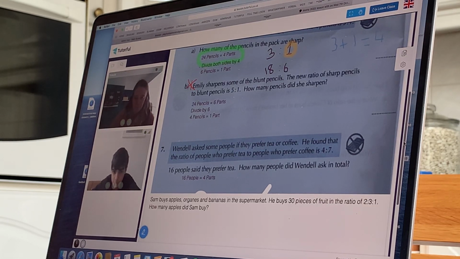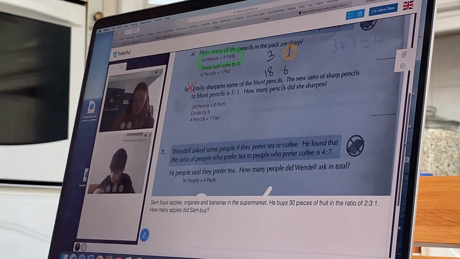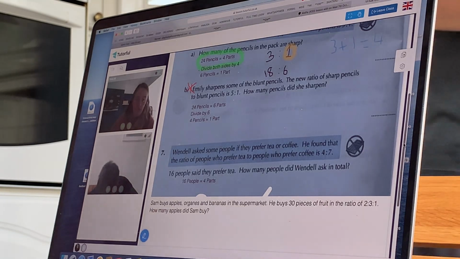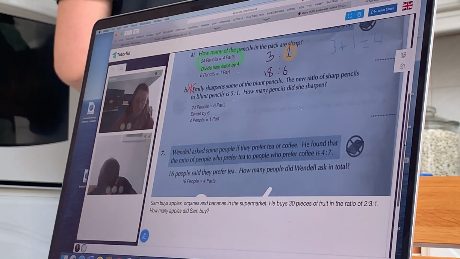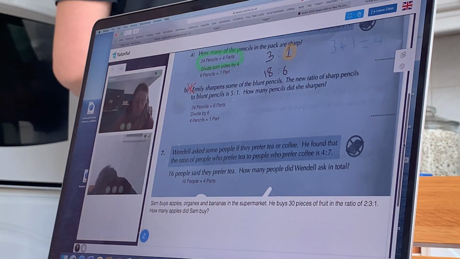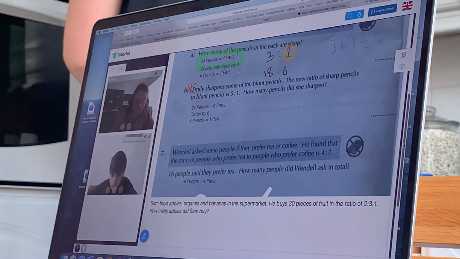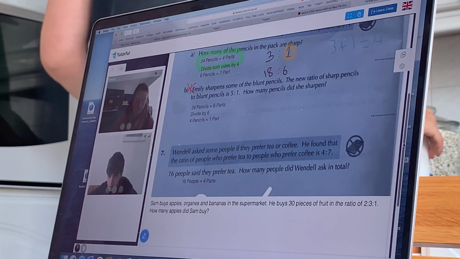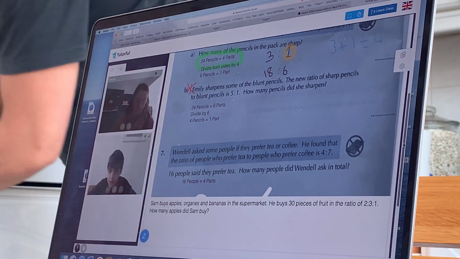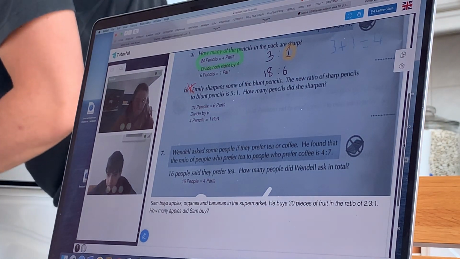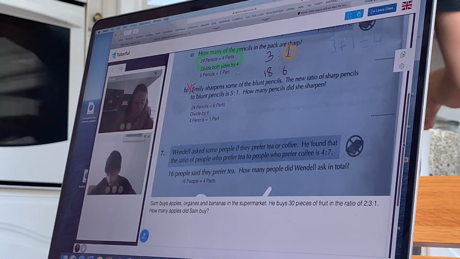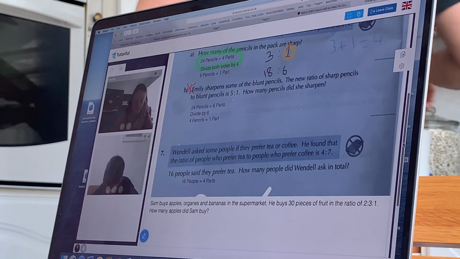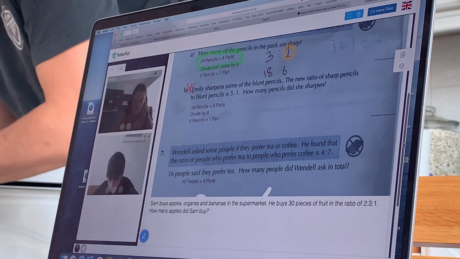Sam, apples, oranges, and bananas. Okay, and 30 pieces is overall the total. Yeah. So there's 2 to 3. So 2 is the apples, 3 is the oranges and 1 is the bananas. Okay, so we need to get 2, which is apples.